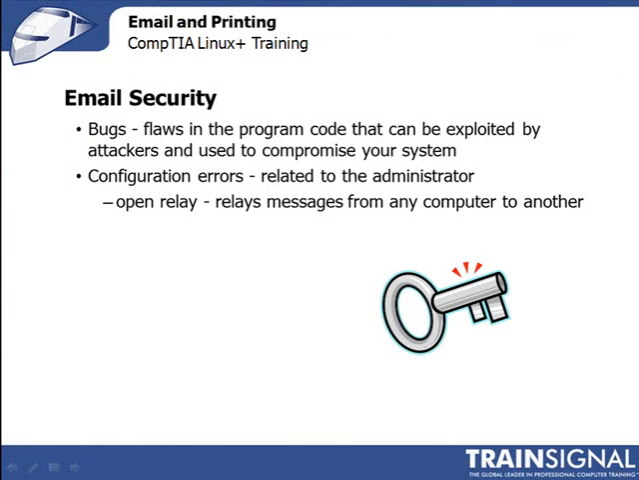There are two primary threats to email security: bugs and configuration errors. Now bugs are just what they sound like. They're flaws in the program code that can be exploited by attackers and used to compromise your system. But the other problem relates to the administrator.